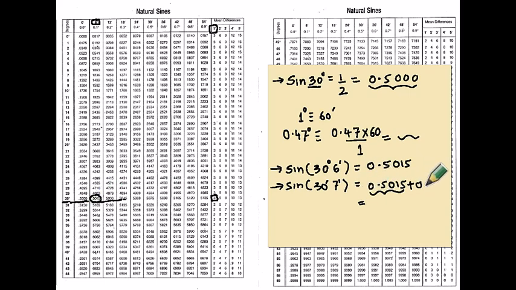So it's kind of going to be 0.0003 if you want to write it like that. Or the other way is, you have 5015, you just add 3, so it becomes what? 5018. So your answer is 0.5018, right? So that is your sine of 30 degrees 7 minutes.